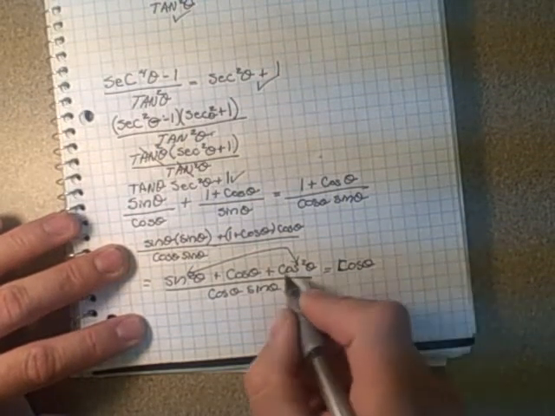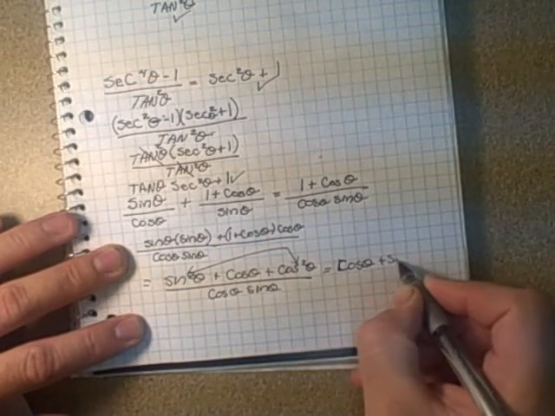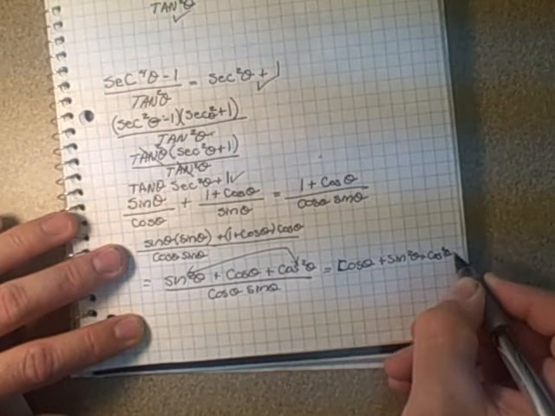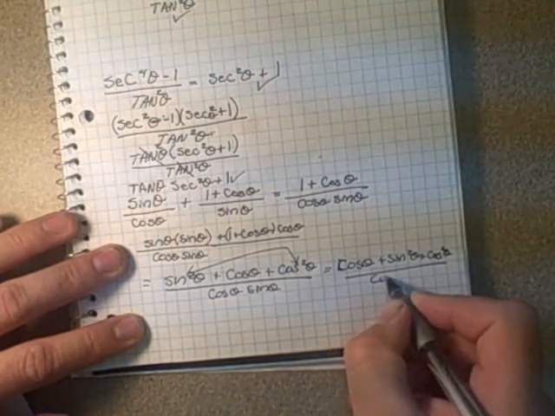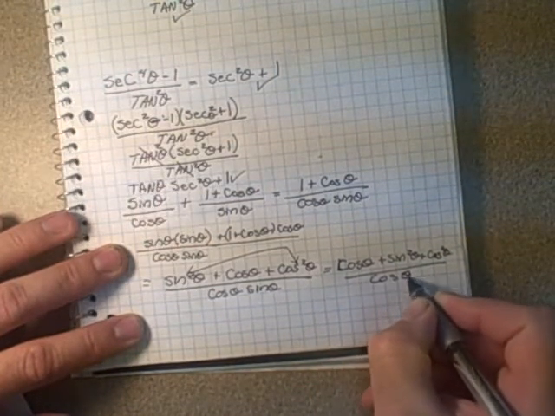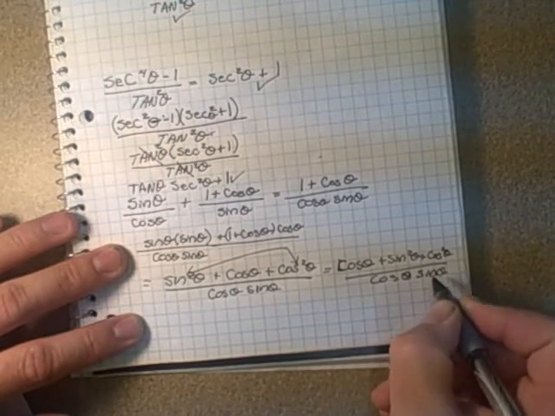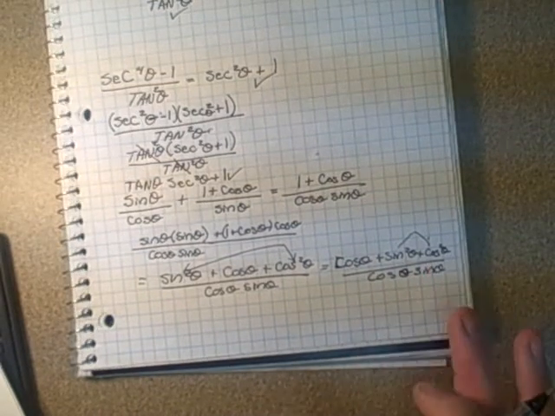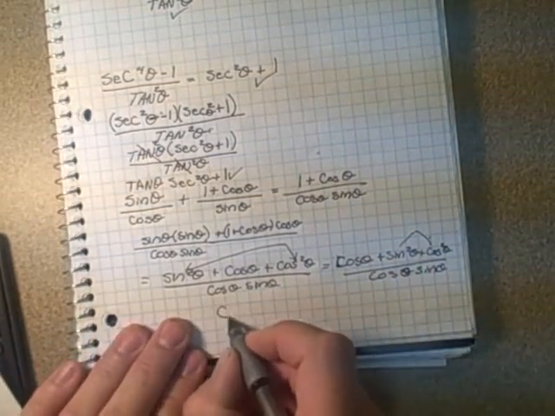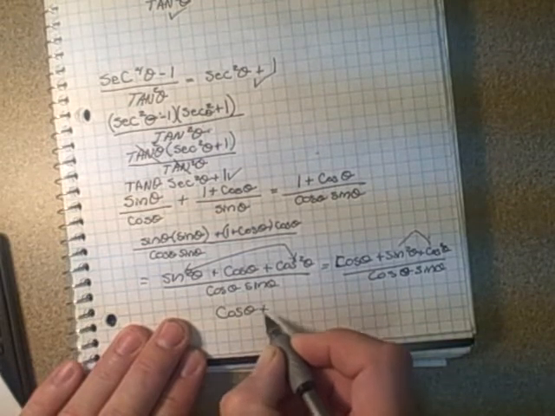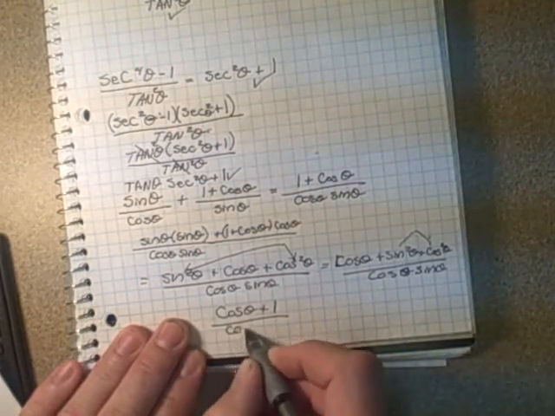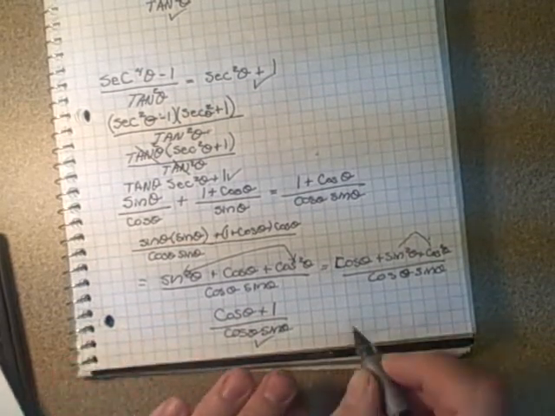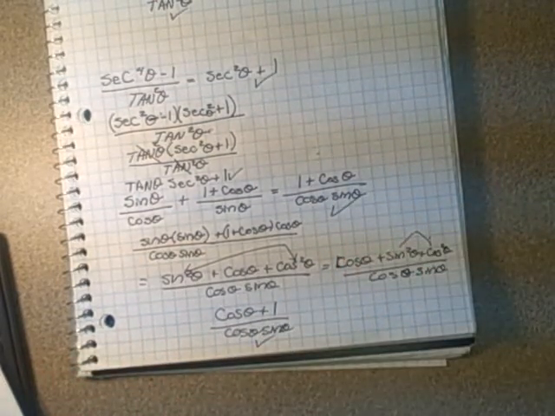And then we'd have plus sine squared theta plus cos squared theta. Still working with the left side all over this. I'm just grouping so that now we can use the Pythagorean identity for sine squared cos squared theta. That's equal to 1. So then it becomes cos squared theta plus 1 all over cos theta sine theta. And that's what the left side is, and that's what the right side is. So we've then proved that one.